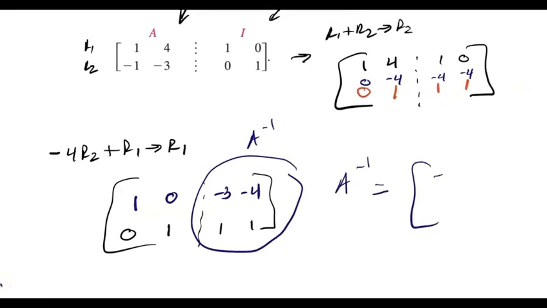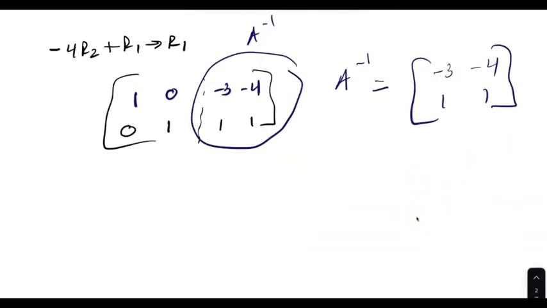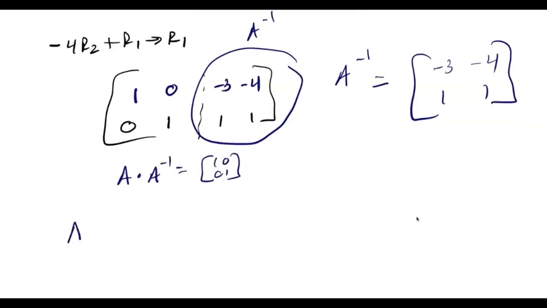So that's -3, -4, 1, and 1. Now, if we want to check if this is actually the inverse, we could multiply them. If I multiply my A times my inverse, I should get the identity matrix, 1, 0, 0, 1. And actually, we're going to do that, but let's do it A inverse times A, just to show you it doesn't matter which way you multiply them. You should still get the same thing. We're going to do A inverse first.